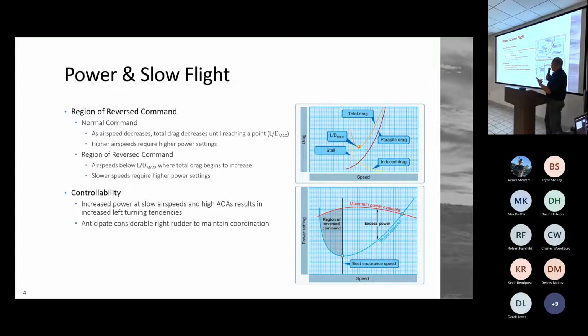And then we talk about controllability. So we've got increased power at slower airspeeds and at a higher angle of attack. And it's also going to increase our left turning tendencies, and then we have to anticipate more right rudder to maintain that coordination.